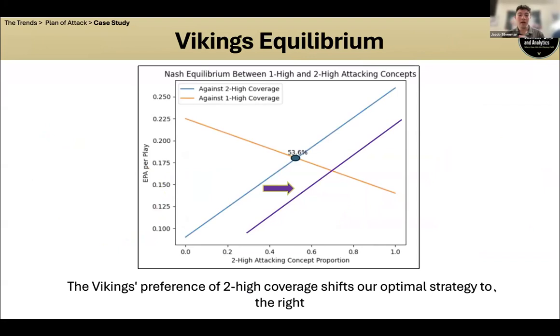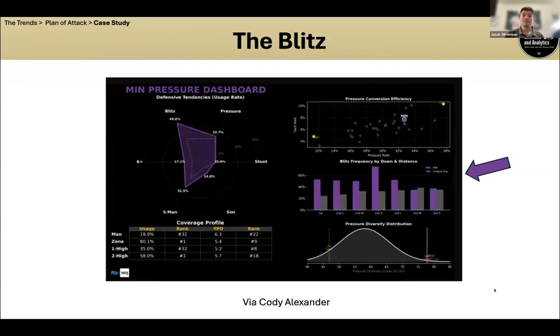Thanks, Peter. So, as Riley discussed with that equilibrium where everyone's acting rationally, the Vikings maybe aren't acting as rationally, as they're pushing too high a usage and too high a coverage. So, as an offense, we have to adapt to that coverage and push our equilibrium to the right to match that, utilizing 2-high beating concepts to match the Vikings' high tendency to play 2-high. So, we're pushing that distribution to the right to match the Vikings' distribution of concepts.